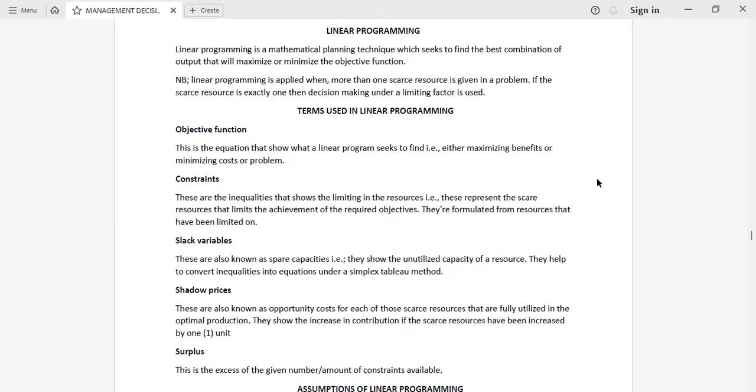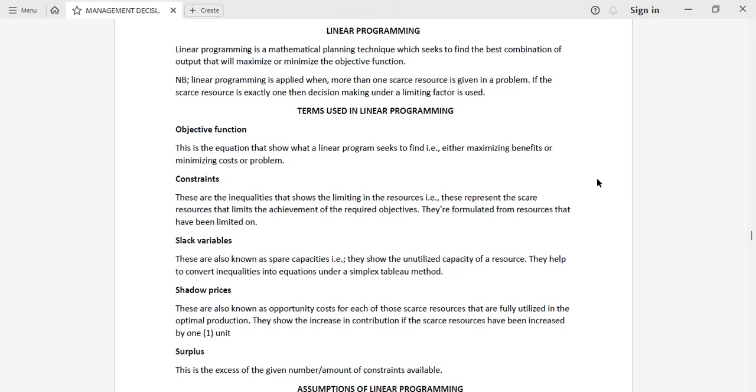So when we go to the simplex tableau method, you'll find that there is no way you can make an inequality become an equation before you introduce the slack variable. So their role is only applicable when we are using the simplex tableau method. But for the graphical method, we are not going to use the slacks.